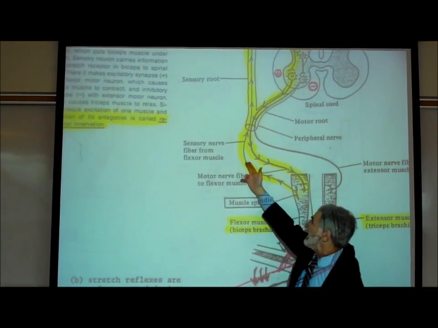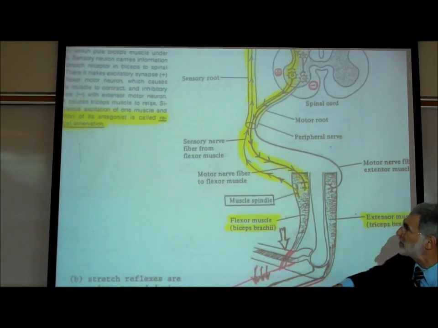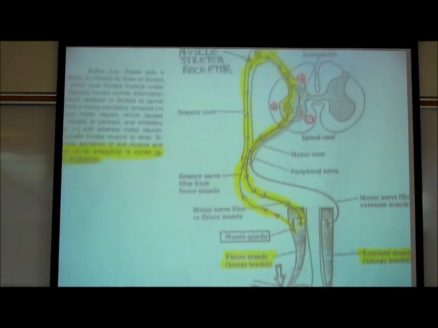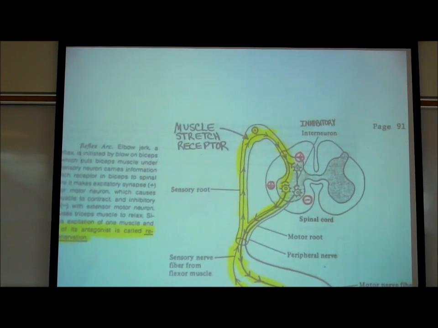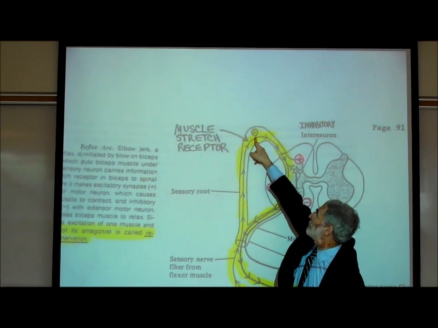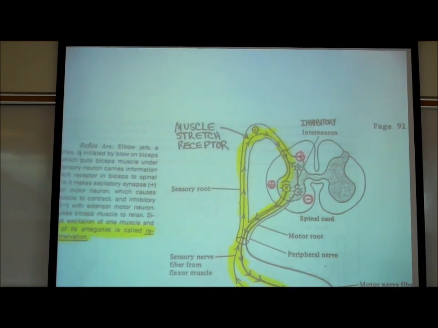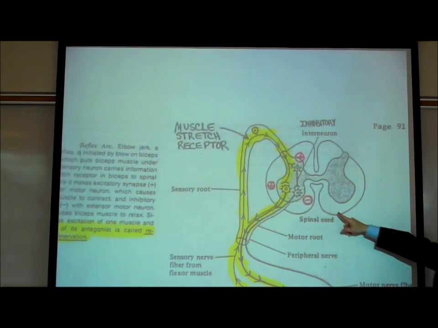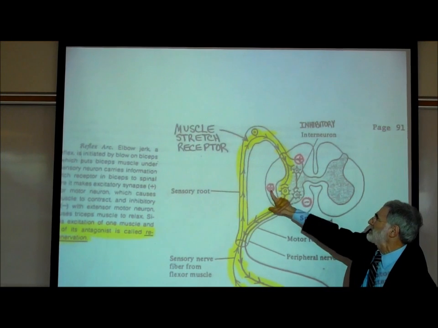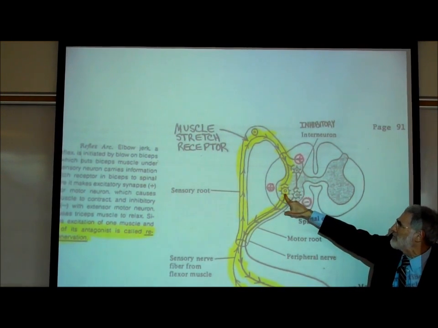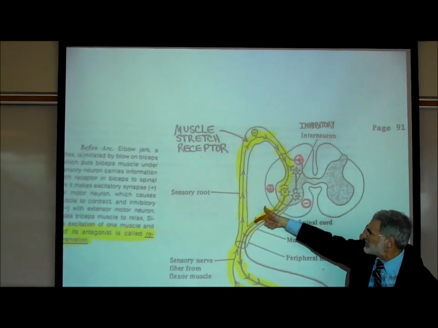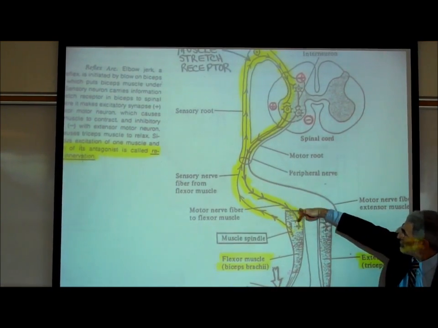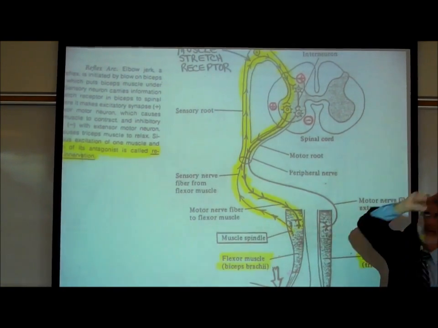As we extend the arm, that stretches the biceps brachii, including the muscle spindle embedded within it. That activates the stretch receptor sensory neuron. Let's follow the arrows. The muscle stretch receptor sensory neuron cell body is in the dorsal root ganglion. It enters the spinal cord and it synapses onto a bunch of neurons. One of the neurons that it activates, represented by a plus sign, is a somatic motor neuron. It fires off an action potential. Let's follow it down. That action potential is sent to the biceps brachii muscle.